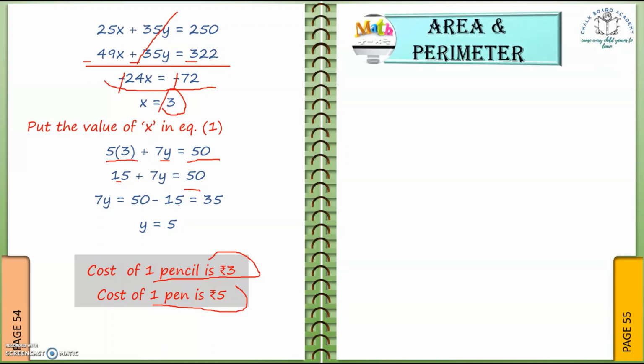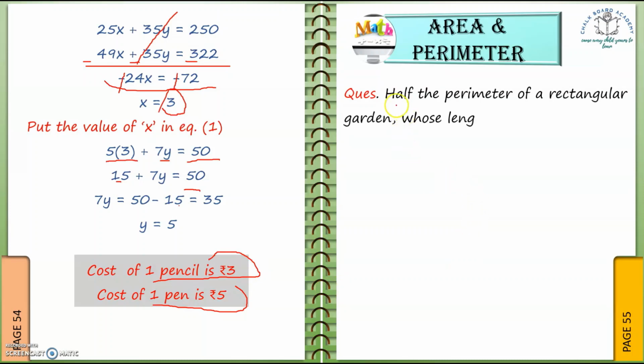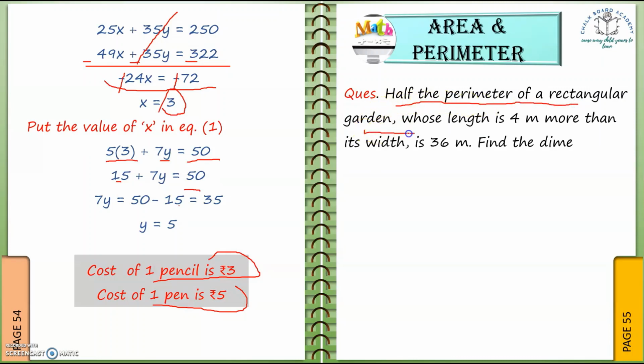In this type of question, we will be given two-dimensional figures. Like here we are given a rectangle. So let's see the question first. Half the perimeter of a rectangular garden whose length is 4 meter more than its width is 36.